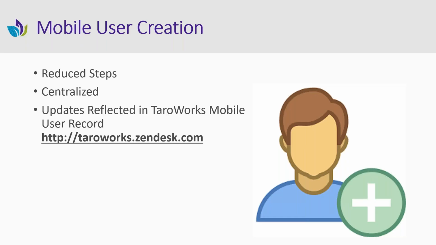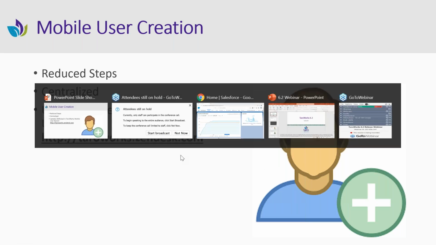Firstly, with mobile user creation, the steps needed to create mobile users have been reduced. Previously, using the standard Salesforce functionality, mobile user creation included numerous steps spanning many screens and objects. However, from TaroWorks 6.2, you can now create a mobile user from one place using just one screen from the TaroWorks Mobile User tab. So let's jump into a demo of this.